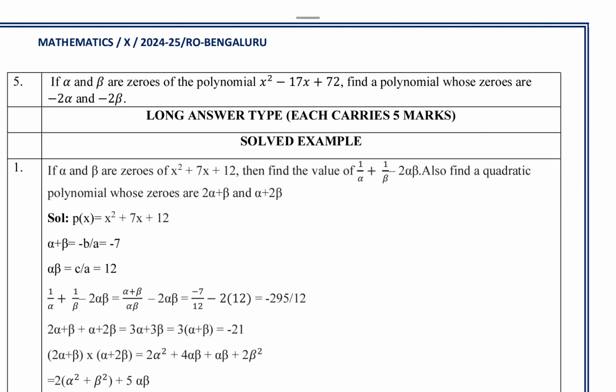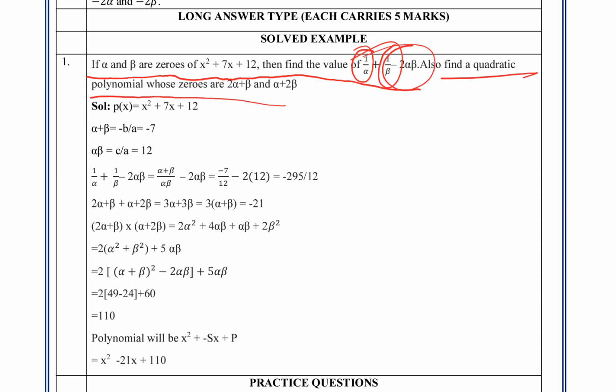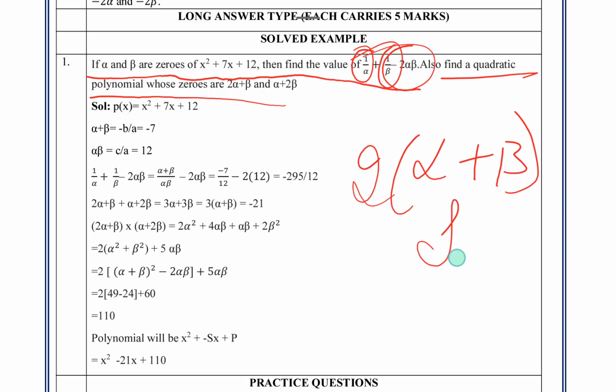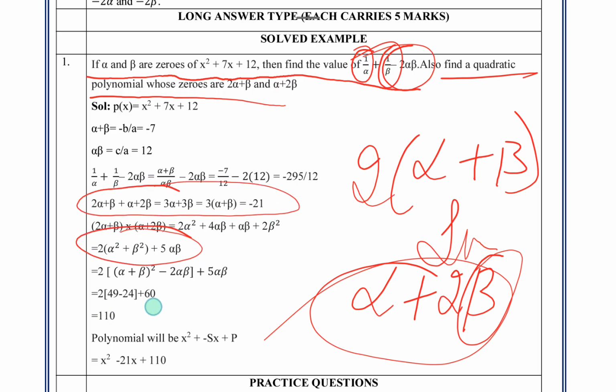Next 5 marks questions. We are moving for the 5 marks question. I hope you understand. I will analyze the question. If alpha and beta are the zeros of x square plus 7x plus 12, then find the value of 1 by alpha plus 1 by beta minus 2 alpha beta. Also find the quadratic polynomial whose zeros are 2 times alpha value plus beta value, it is sum, and alpha plus 2 beta. The value of beta twice and alpha plus 2 beta we have to calculate. Then you will get the answer. This is the calculation they have done here. That is 110. You will get the answer like this.